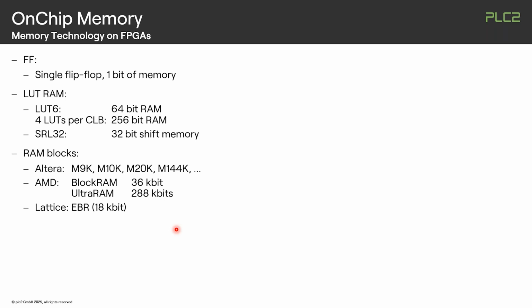Then the next level would be BlockRAMs, an even denser memory implementation. Depending on the vendors, they have different names and sizes like M9K, M10K, and so on. In the AMD Xilinx world, they are called BlockRAM with 36 kilobits and UltraRAM with 288 kilobits. And in Lattice, they have the embedded BlockRAM with 18 kilobits.